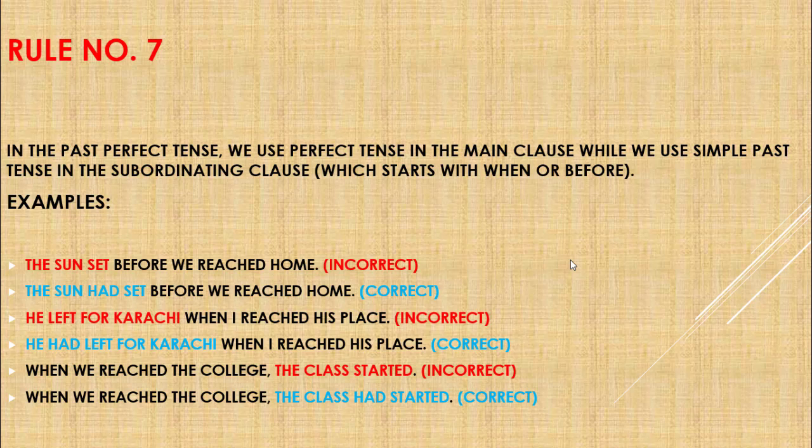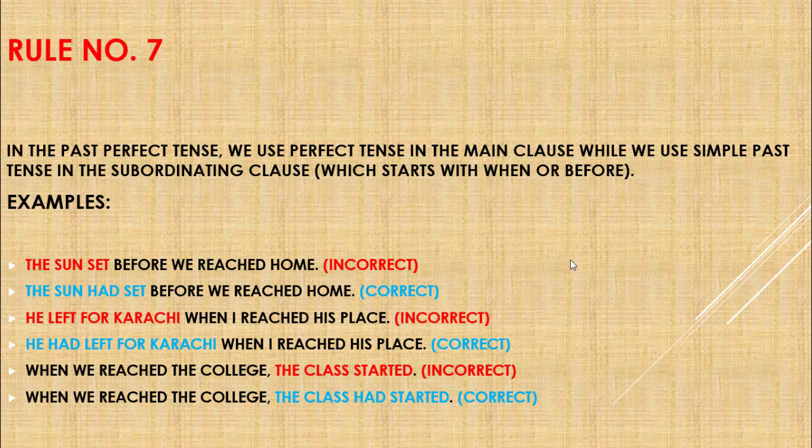Rule number 7 is, in the past perfect tense, we use perfect tense in the main clause while we use simple past tense in the subordinating clause, which starts with when or before. As you can see in the examples, "The sun set before we reached home" is incorrect. "The sun had set before we reached home."